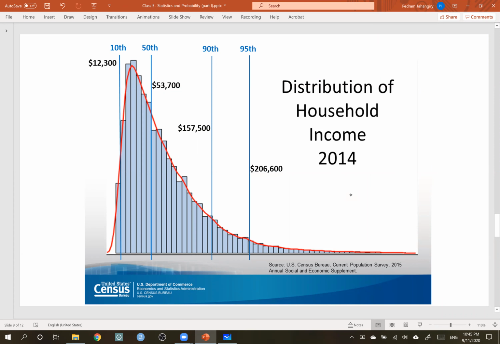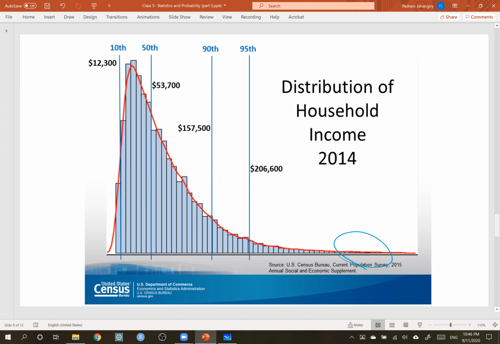So here's an example. This is a distribution of household income in the US, and I think all around the world that's the case. It's a very well-known fact that household income is a very skewed distribution, and it's positively skewed. What does it mean? It means that we have a bunch of millionaires here, and that's going to affect the average. So you should not rely on the average.